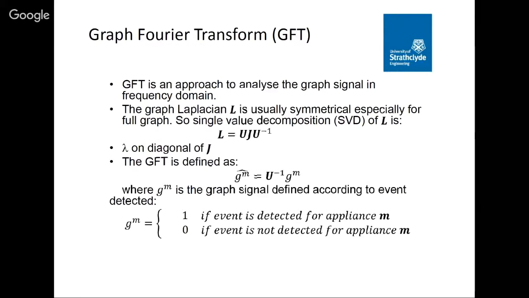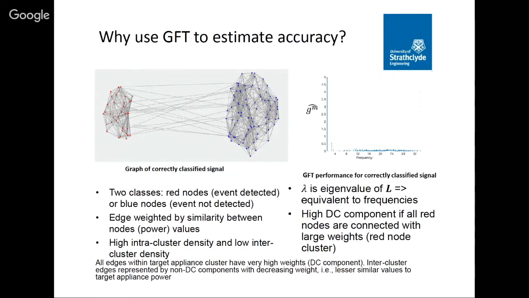And the eigenvalues of L, which are the lambda on the diagonal of J here, will act as frequencies in the GFT, which means a high value of lambda means low frequencies, not exactly frequency, but similar information. And we define the graph signal according to the event detection results from the appliance survey. And here is an example.